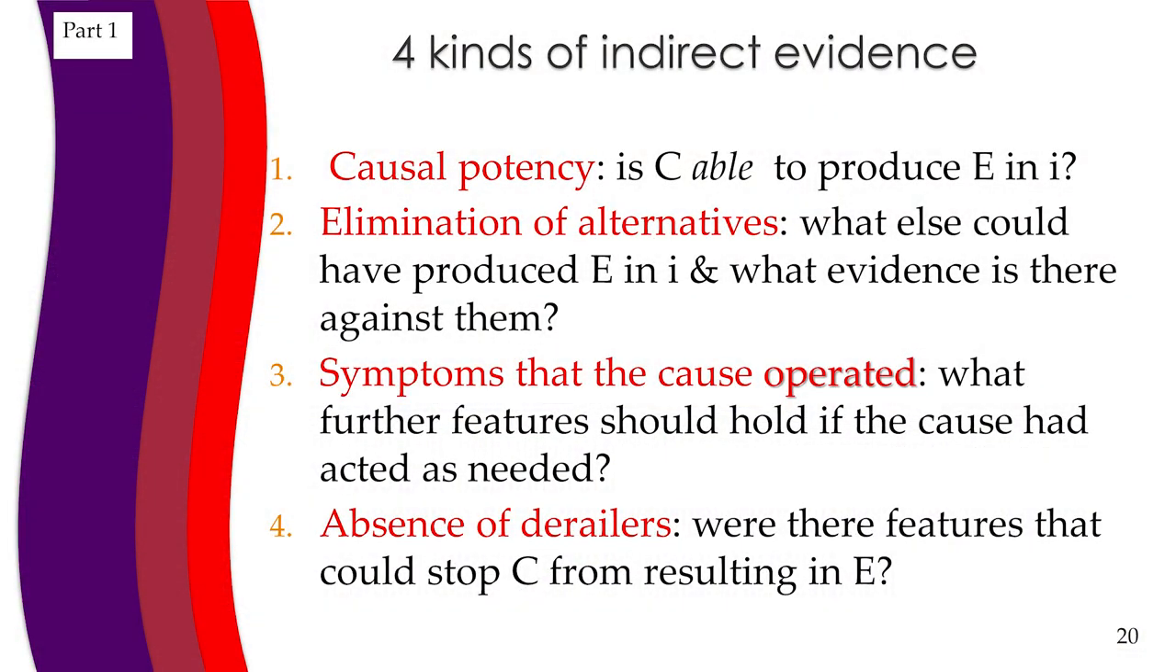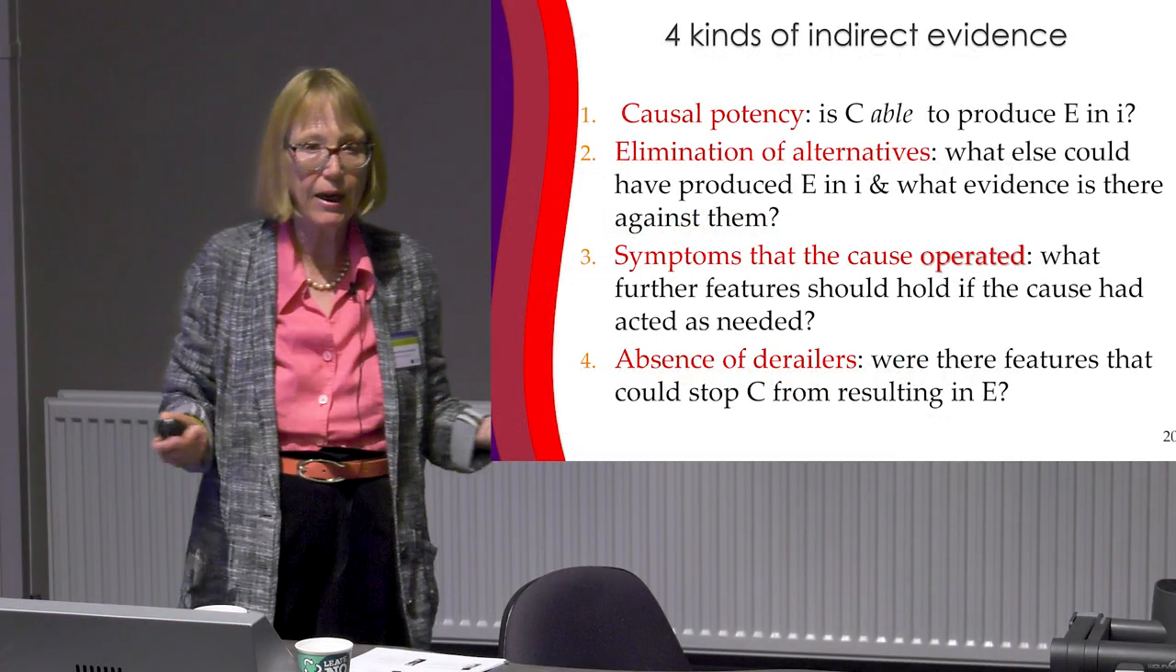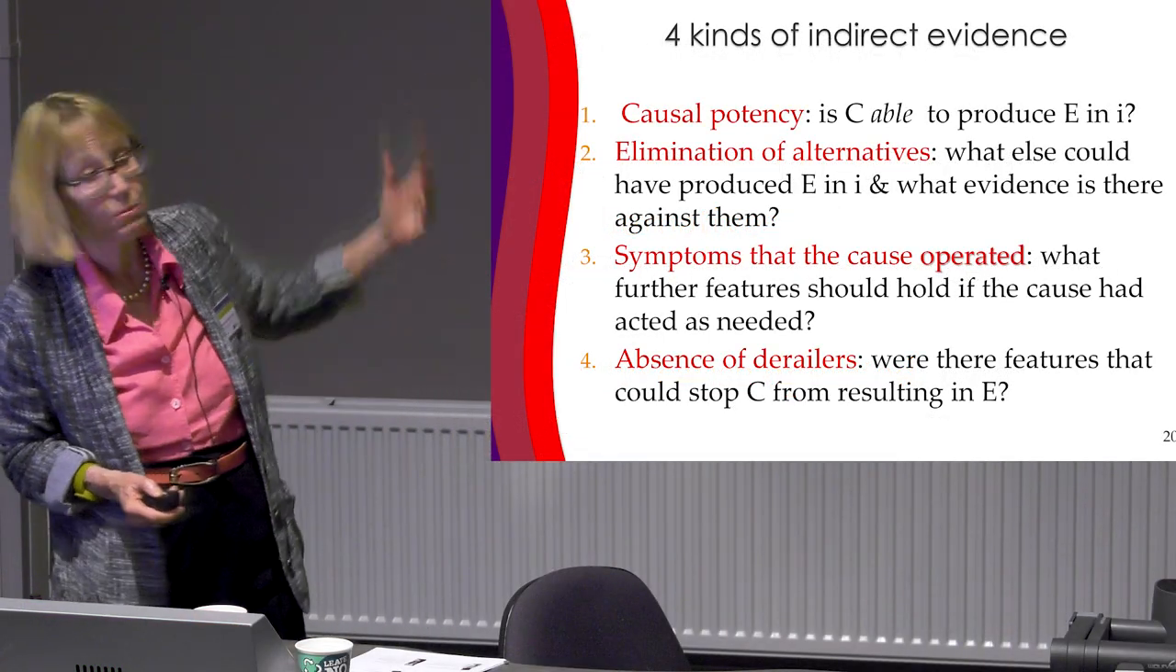Indirect evidence, causal potency: is C the kind of thing that could cause E? Elimination of alternatives, that's a very famous one. What else could have produced E in this individual specific situation, and what evidence is there against them? Symptoms that the cause operated, not just that it was present, but that it really operated. What further features should hold if the cause had acted as needed? And absence of derailers. Were there features that could stop C from resulting in E, and are they absent? So that's what's in my catalog.